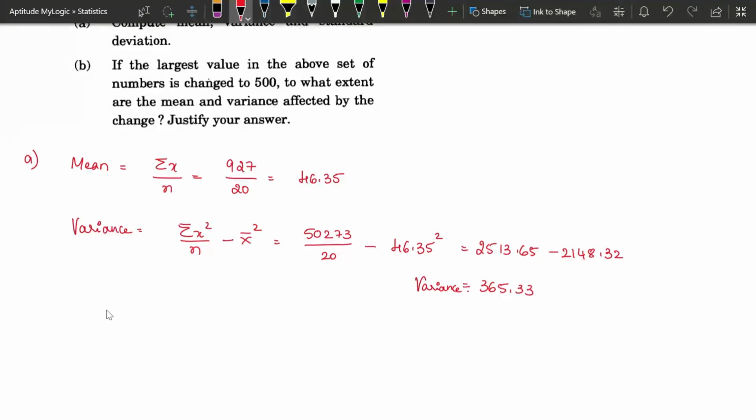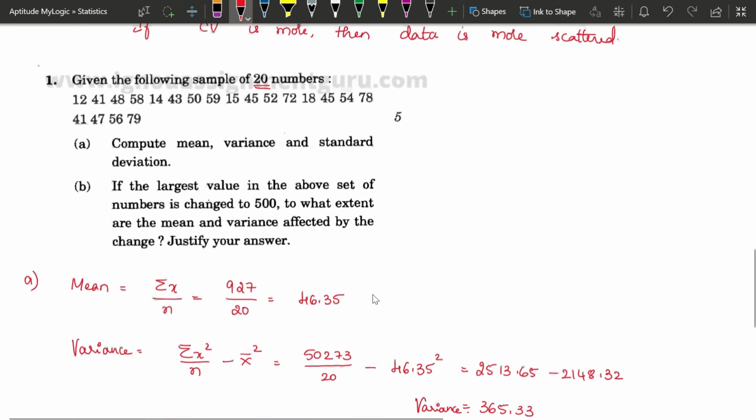Now let us find standard deviation. Standard deviation is square root of variance, which is square root of 365.33, and root of that is going to be 19.11. So this is the standard deviation. So this is the answer for the first question. This is ungrouped data. We have added all the values, divided by n to get mean. We've squared all the given values, added them, and divided by n minus mean square gives variance. Square root of that gives standard deviation.